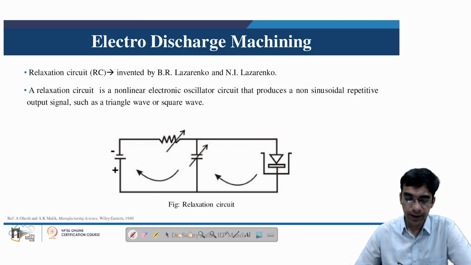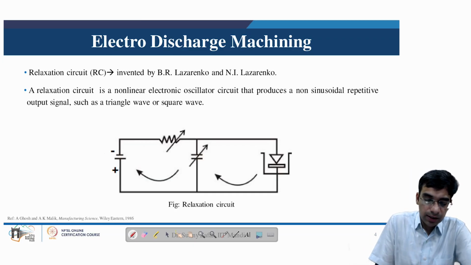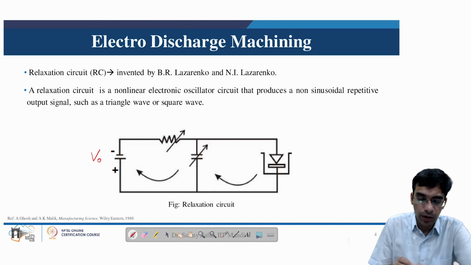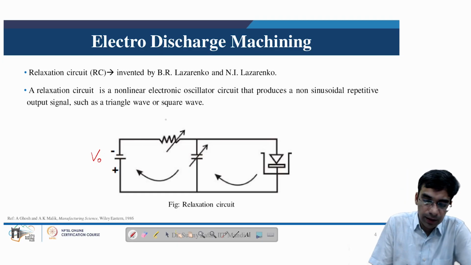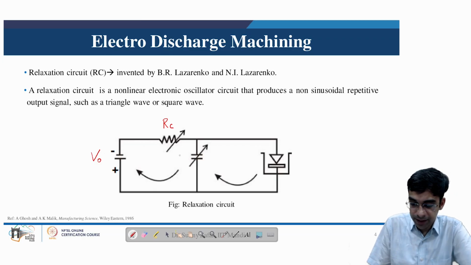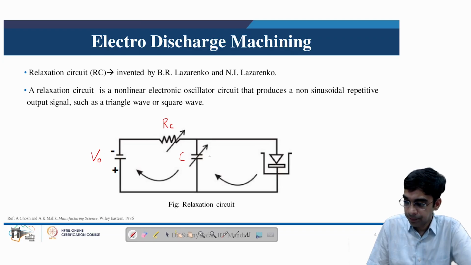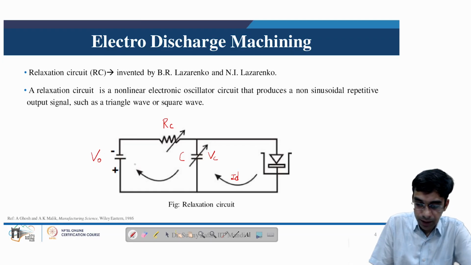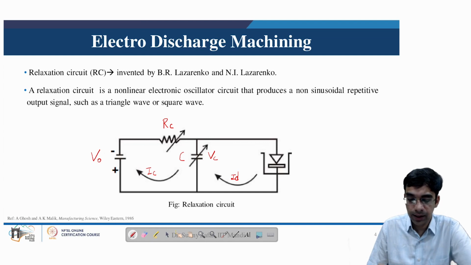If we look at this diagram of the relaxation circuit, there are different parts in this diagram. Firstly, there is a source of potential difference which is denoted by V0. Then we have a variable resistance RC. Then we have a capacitor which will store the charge at a voltage VC. And then there are two currents, IC and ID. One is the capacitor current and ID is the discharge current.